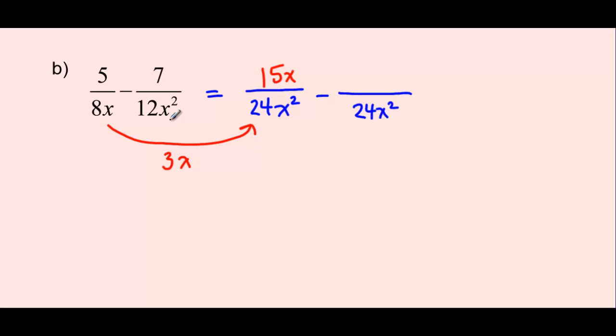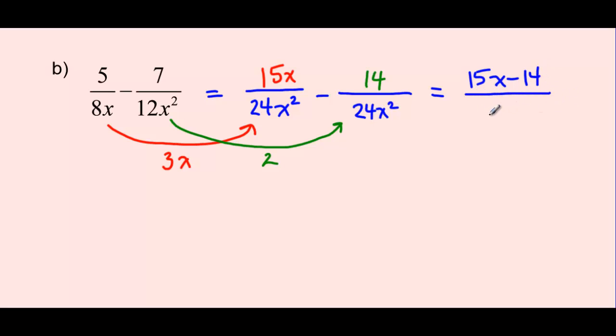For the 7, we're going to need to figure out how 12x squared became 24x squared. That is just multiplying by 2. So 7 multiplied by 2, well, that equals 14. Our final answer here, when we add or subtract the numerators, these are not like terms, so 15x minus 14 is our numerator, and our denominator is this 24x squared.